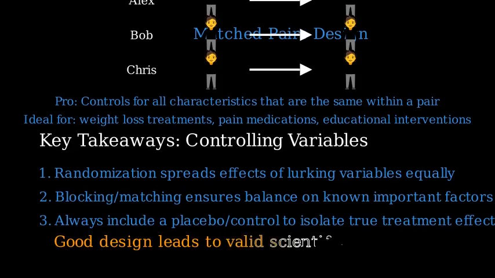By carefully choosing your sampling scheme and including appropriate controls, you maximize your chance of attributing any observed differences correctly to the treatment itself and not to confounding factors. This attention to experimental design is what makes the difference between misleading results and truly meaningful scientific conclusions.